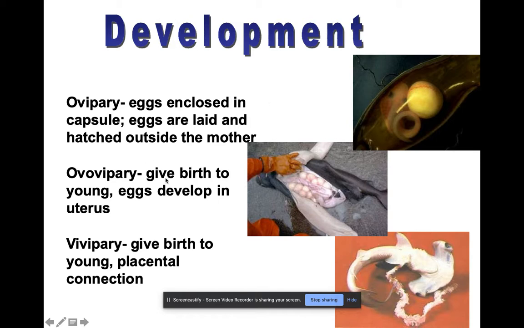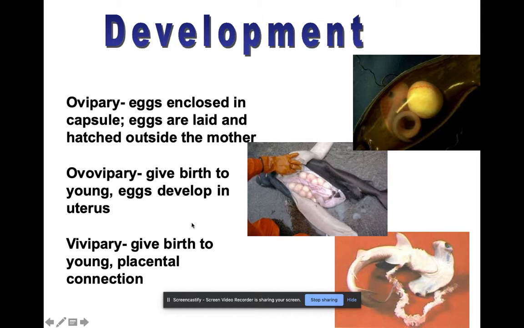Ovoviviparity, which is what some of the sharks do, is where they give birth to live young, but the fertilized eggs are inside the uterus. So there's no placental connection. It's actually eggs, and these eggs will hatch inside their mom. And again, that's why the first one or couple of baby sharks born have an advantage over the ones who aren't born yet, because the sharks will begin to eat the eggs of their younger brothers and sisters, which is just crazy to think about.